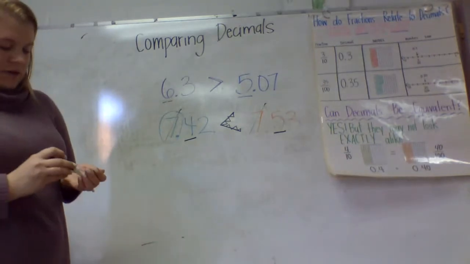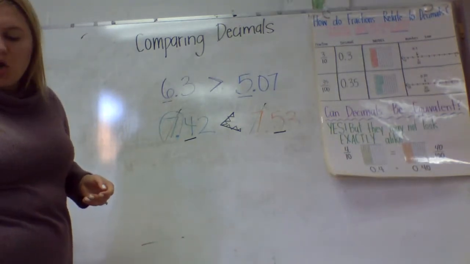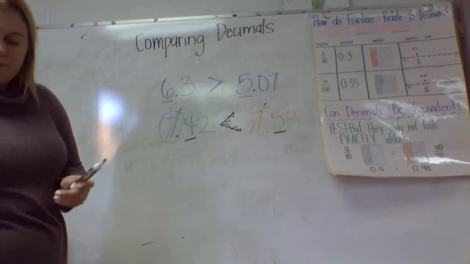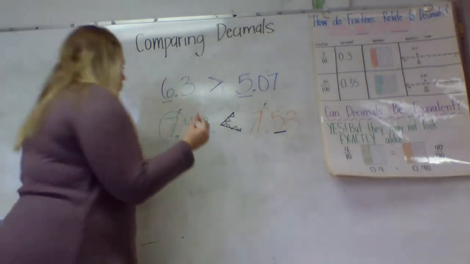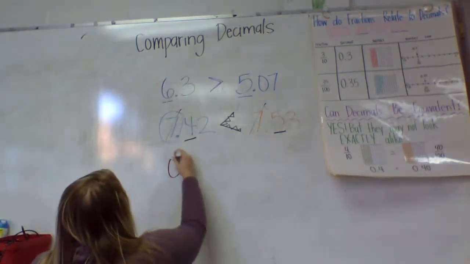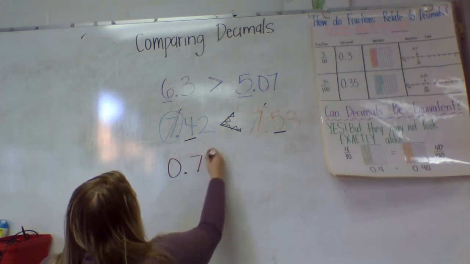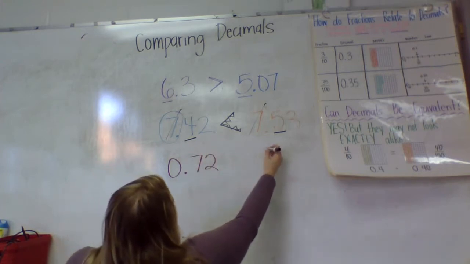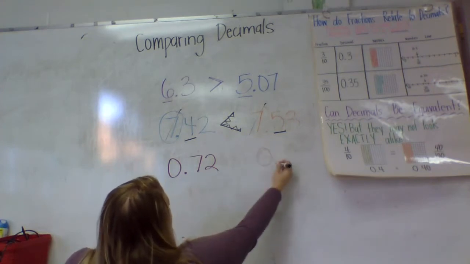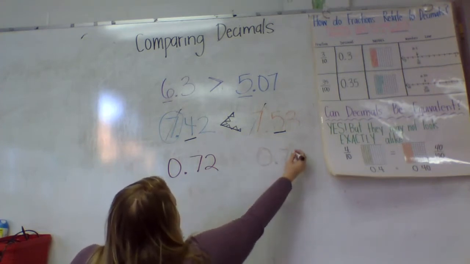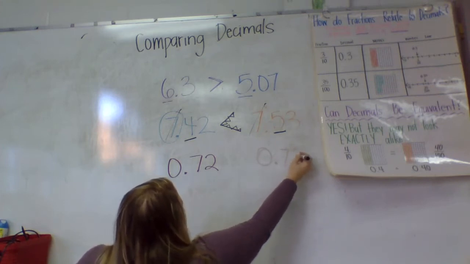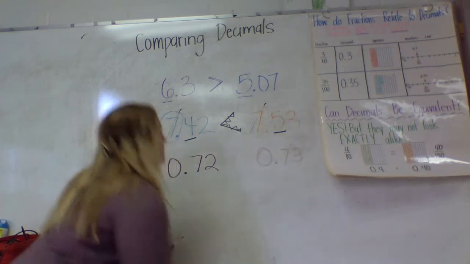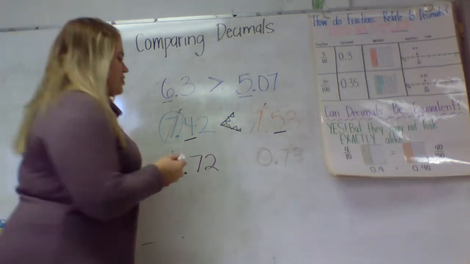But what if there isn't a whole number? What if the numbers that I'm comparing, there's not a whole number? What if I'm comparing 72/100 compared to 73/100? So here's where it gets a little trickier. You can't see that 73/100, it's very faint. Try and rewrite that.